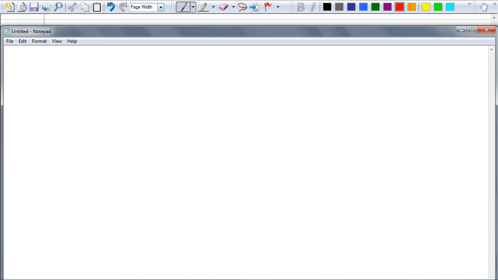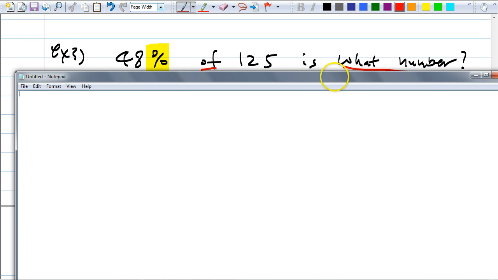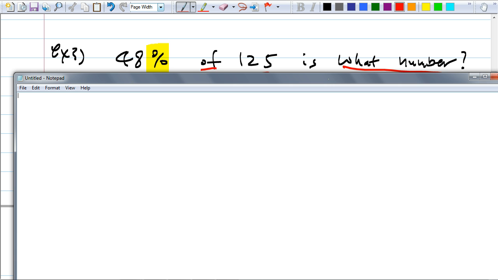Some of you are wondering why are we doing this? It's this long way. I just want you to know the algebraic process behind it. When you change something into a percent, you change it to a decimal and then multiply by 100. Why do we do that? That was the reason. Okay.